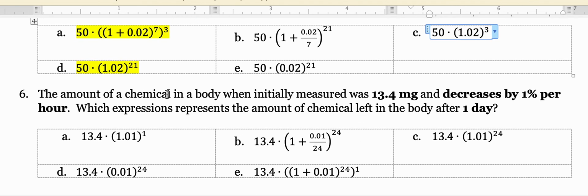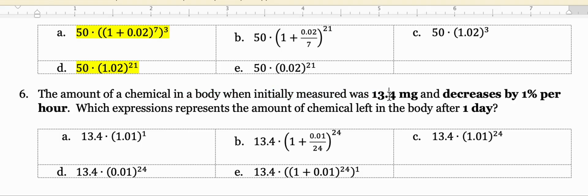Okay, the amount of chemical in a body when initially measured was 13 point, right? I'm going to put initially measured 13.4 milligrams. Okay, it decreases by 1% per hour. I love that it's per hour. Okay, which expression represents the amount of chemical left in the body after 1 day?